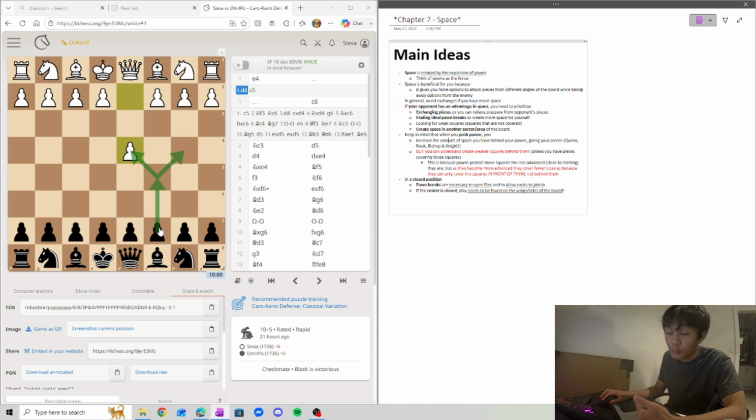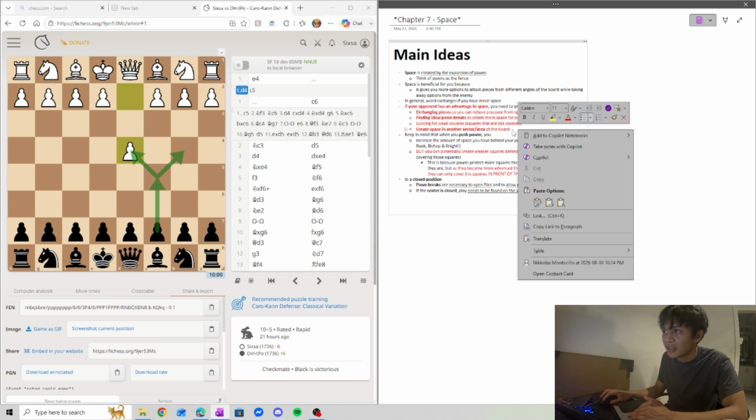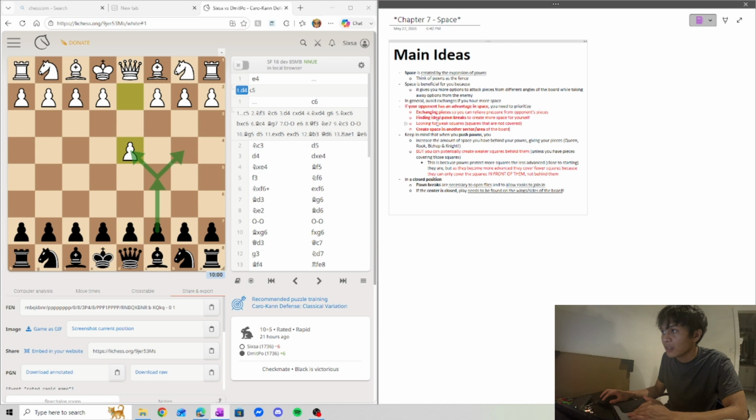So keep in mind that when you push pawns, sorry, I'm going a bit fast, but these are just examples. These are just things that you can do if your opponent has an advantage in space. These are the things that you need to resort to alleviate some of that pressure that's being created by your opponent when he creates more space on the board.